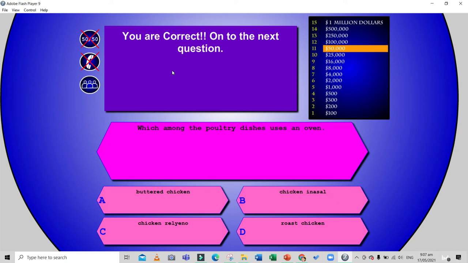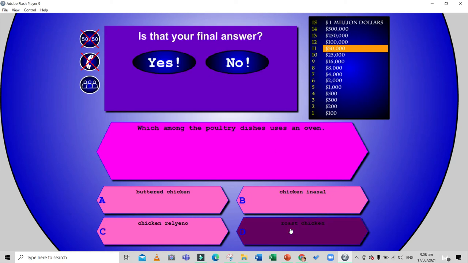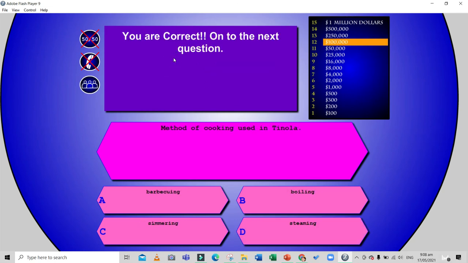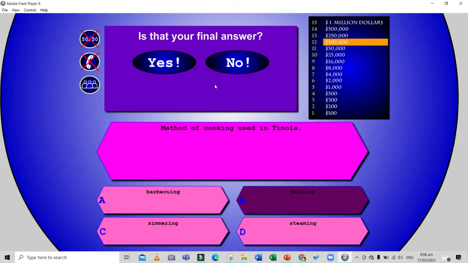For number 11, which among the poultry dishes uses an oven? Is it A. Buttered chicken, B. Chicken inasal, C. Chicken relleno, or D. Roast chicken? Let us choose letter D. For number 12 question, method of cooking used in tinola? Is it A. Barbecuing, B. Boiling, C. Simmering, D. Steaming? Obviously, we have to choose letter B.